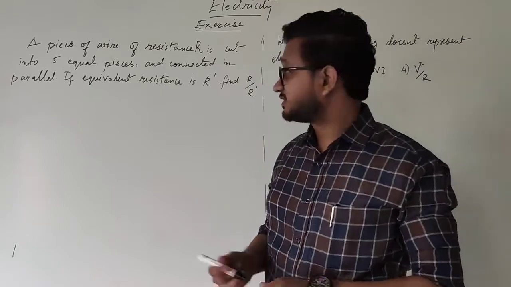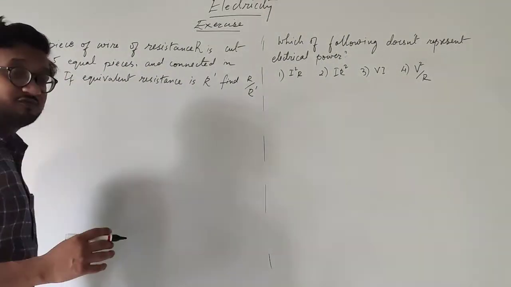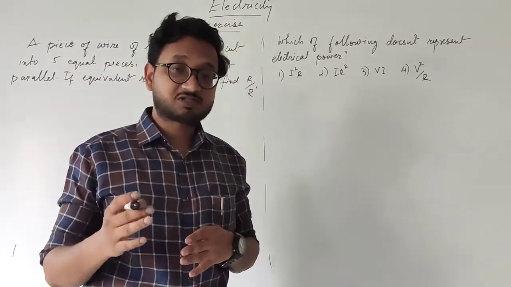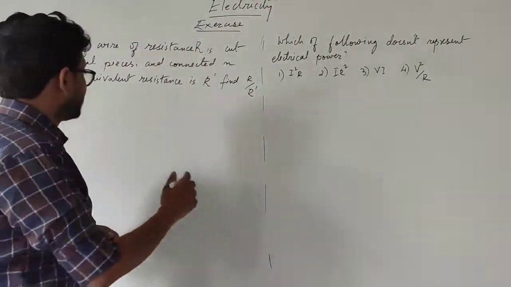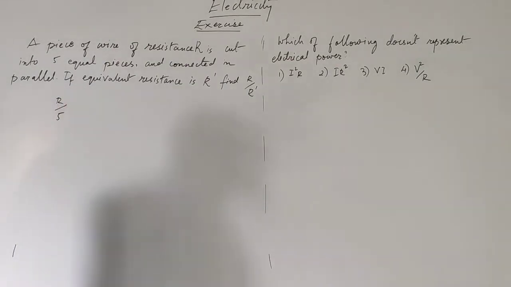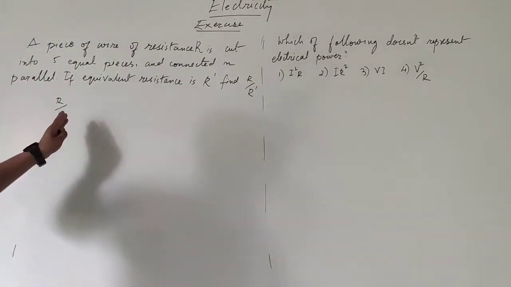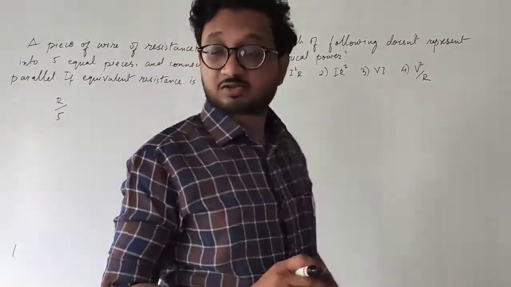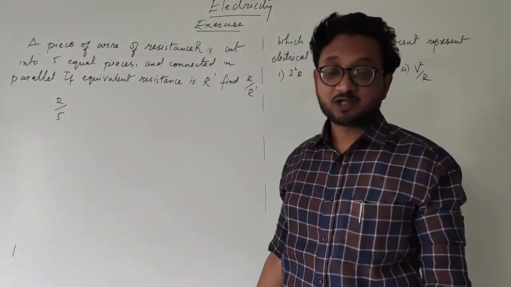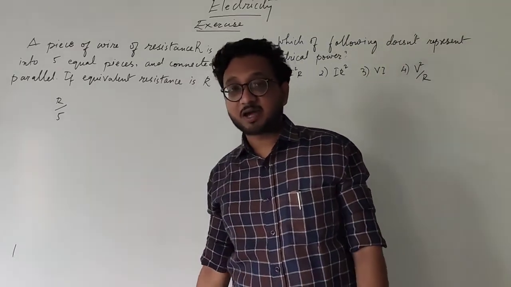So the first things first, we know that whenever we are dividing or cutting a wire in 5 equal pieces, it is going to be R by 5 because all those 5 different pieces are getting cut into equal parts. So first part is demonstrated by R by 5. Now they are connected in parallel.